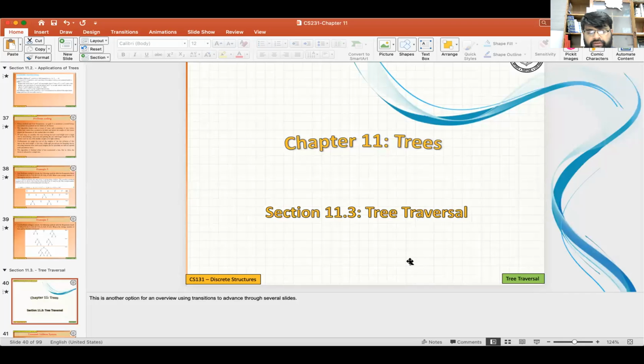We had basically talked about the terminologies of trees as well as applications of trees in the previous section, where we talked about Huffman encoding, binary search trees and decision trees in general. Those were the topics that have already been discussed. In this particular lecture, I'll be talking about the concept of tree traversal. So without further ado, let's get back to the slides.